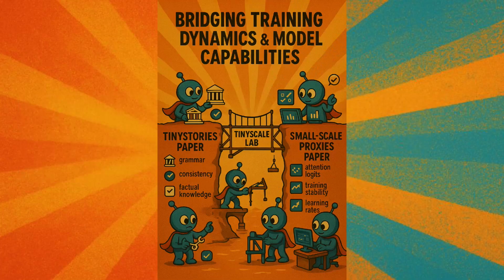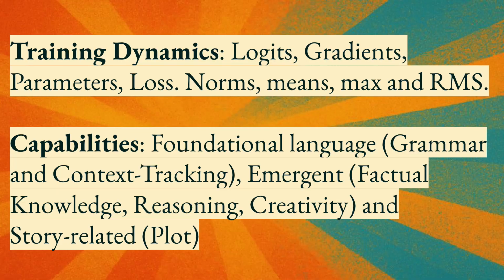And then zooming out and always keeping in mind the end goal for this research project: the end goal is to bridge training dynamics and model capabilities. We have the TinyStories paper, where they look at things like grammar and consistency and factual knowledge. We have the small scale proxies paper, where we look at things like attention logits, training stabilities, and learning rates. My goal in this project is to connect the 2. So for training dynamics, I'm looking at logits, gradients, parameters, and loss, and at their norms, means, max, and RMS values. The 6 capabilities are the next step I'm going to take.